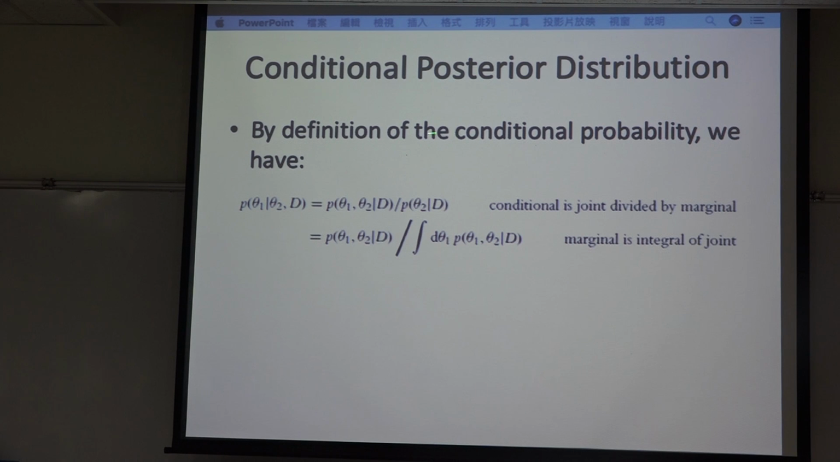So for example, by definition of the conditional probability, we have this theta 1 on condition theta 2, and it's going to be this one. It is based on what? This is based on the Bayes rule, right? From here to here is based on Bayes rule. It's very simple. And then from here to here.